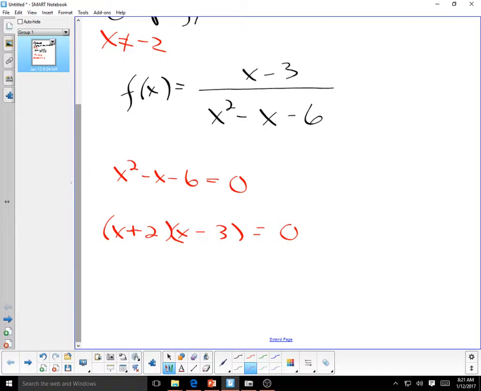So there's two scenarios here, right? It's either this number was 0. If this number was 0, that means that x would have to be negative 2. And the other scenario, absolutely right, is if this number was 0, correct? And when would this number be 0? If the value of x was 3. So the two numbers I cannot have in the denominator would be negative 2 and 3.